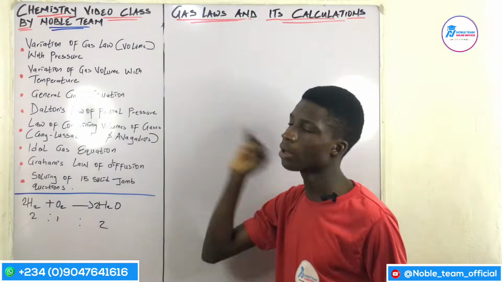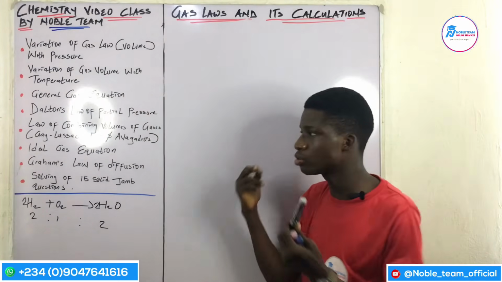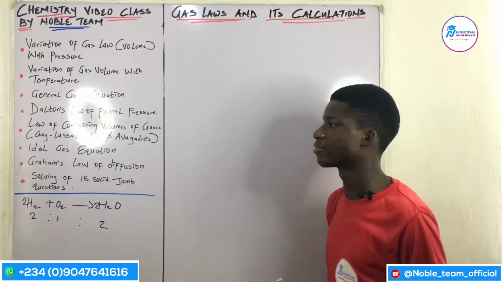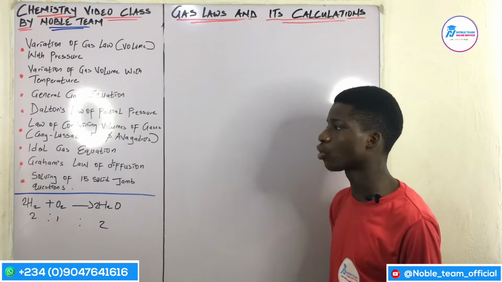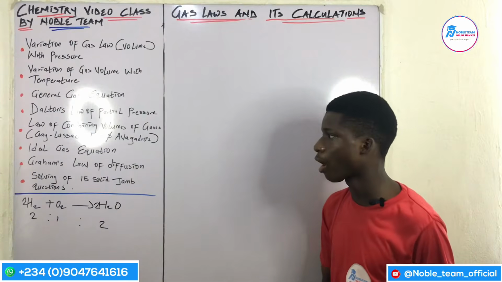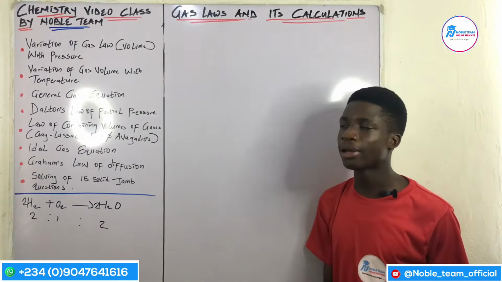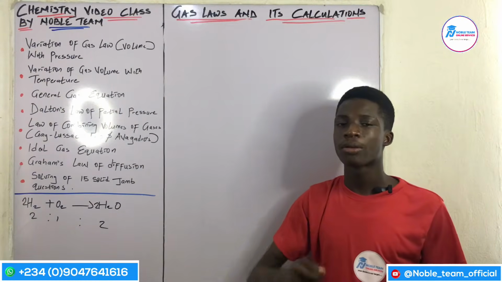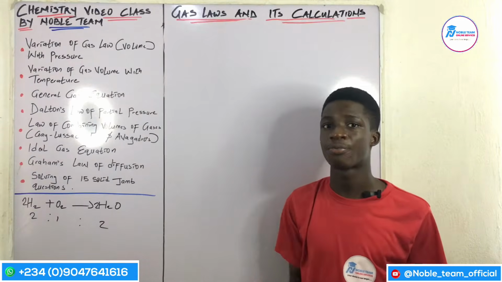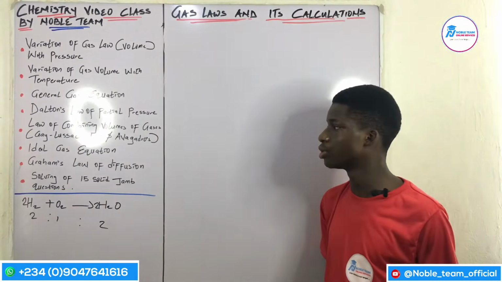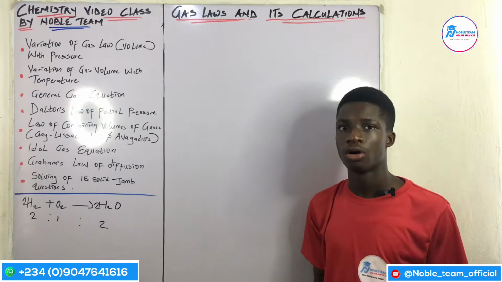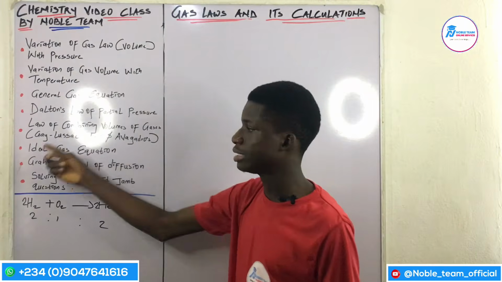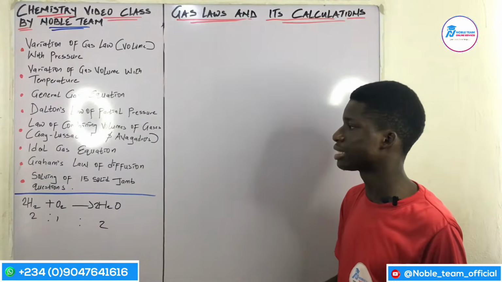Now let's look into the ideal gas equation. So you need to pay maximum attention here. Now this ideal gas equation is the combination of Charles' law, Boyle's law, and Avogadro's law. Remember that the general gas equation is the combination of Boyle's law, Charles' law, and pressure law, which is Gay-Lussac's law. But in this ideal gas equation, it is the combination of Charles' law, Boyle's law, and Avogadro's law. Now, I want us to get the formula for this.